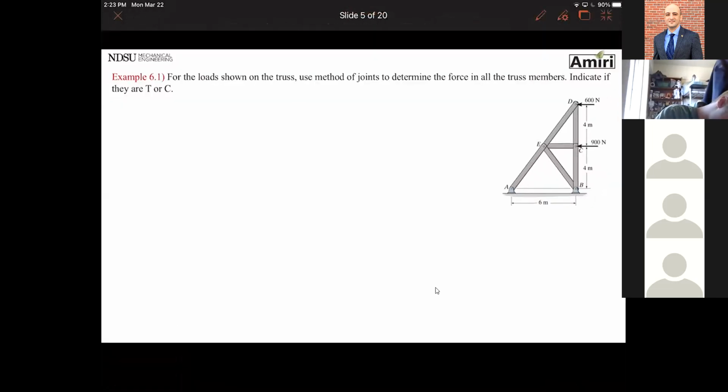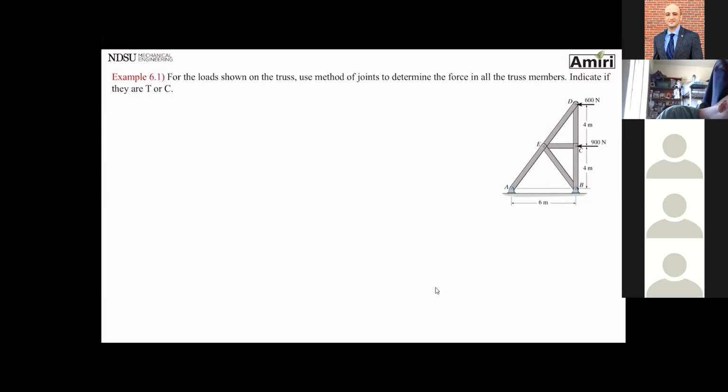So for the loads shown on the truss, use the method of joints to determine the forces in all truss members. Indicate if they're tension or compression. When you're using the method of joints, remember, it's like equilibrium of a particle. So you should start with a joint that has two unknown forces and not more.